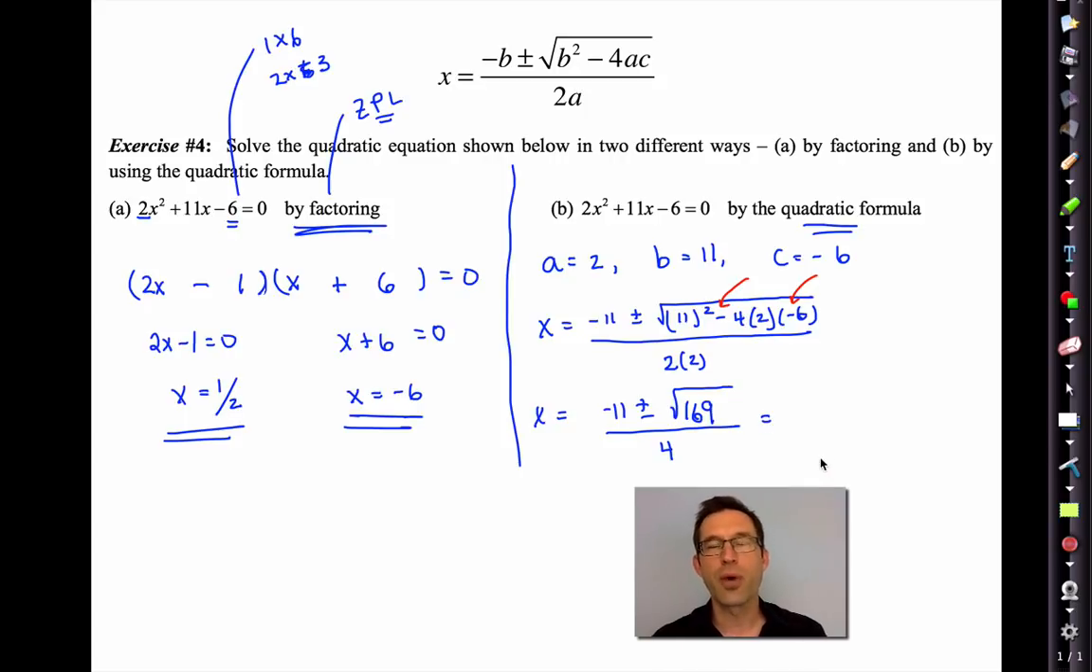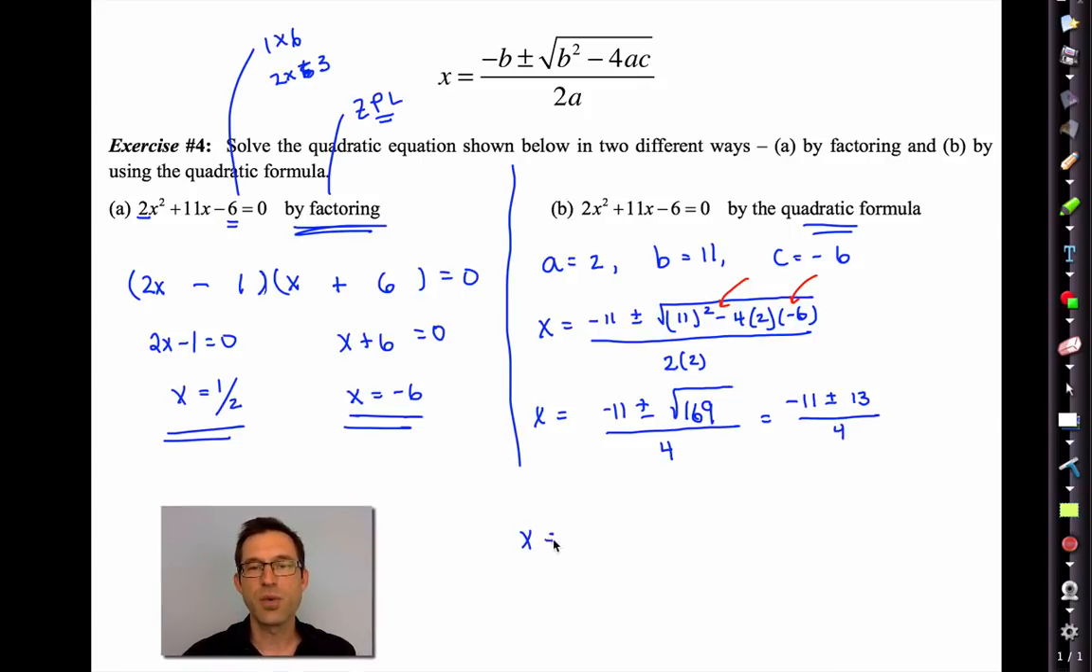Now, unlike the other problems that we've done so far, 169 is a perfect square. So we can actually take its square root entirely. It just ends up being 13. Now, what's cool about this is we get two answers, right? We get negative 11 plus 13 divided by 4, and we get negative 11 minus 13 divided by 4.